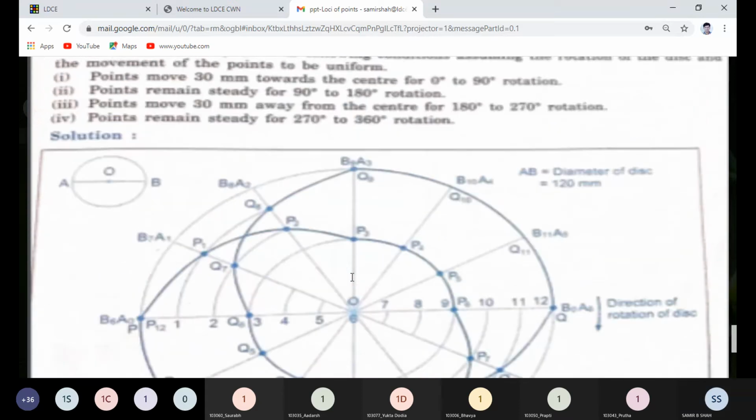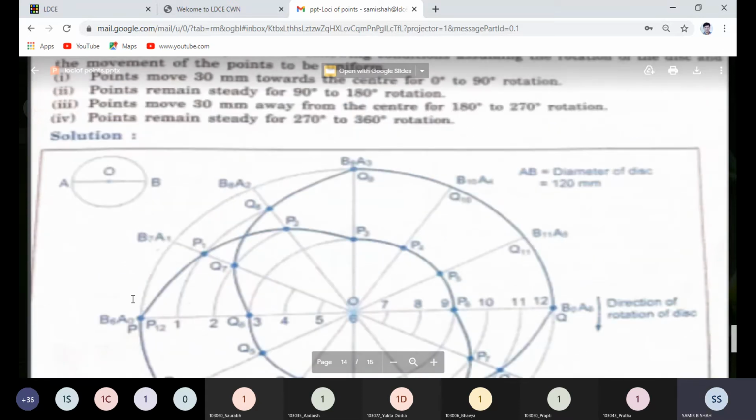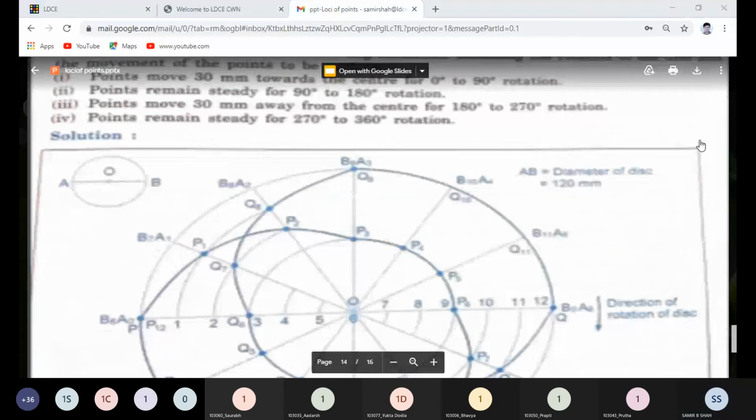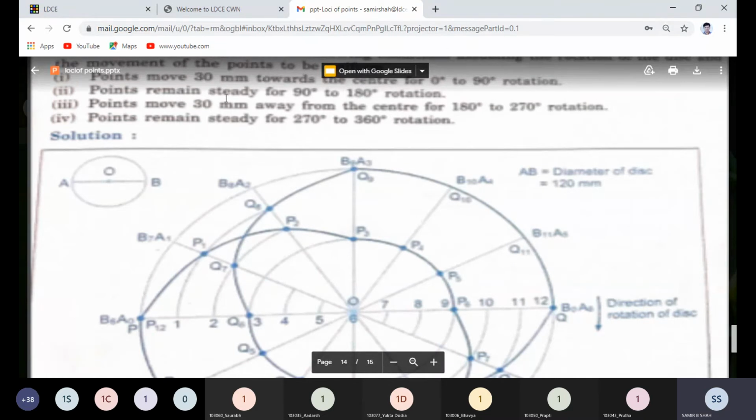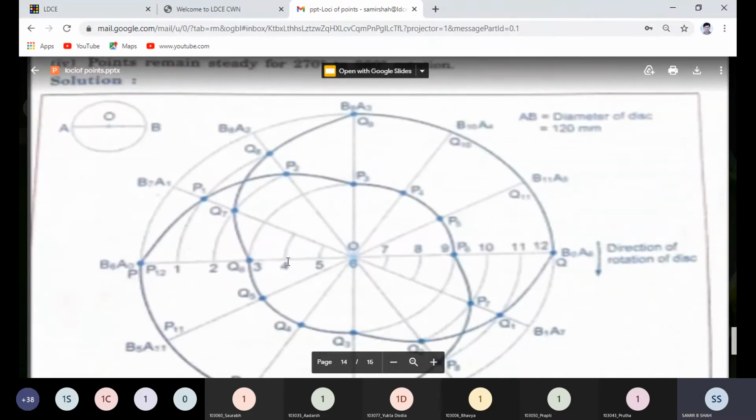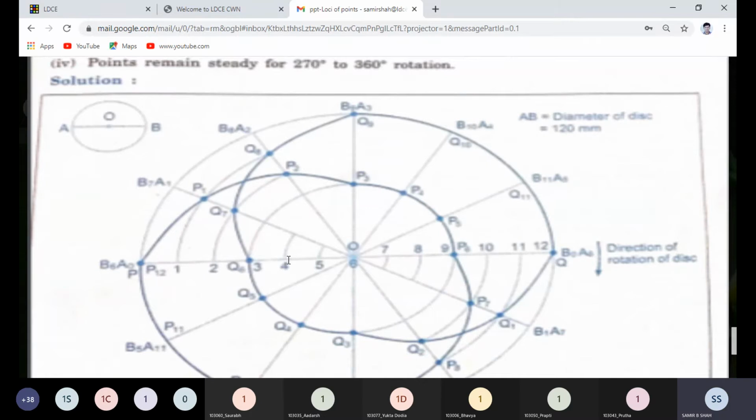Now mention the points. This is first point. This is second point. This is third point. This is fourth point. Now points remain steady for 90 to 180 degree. Means Q4, Q5 and Q6 and P4, P5, P6.